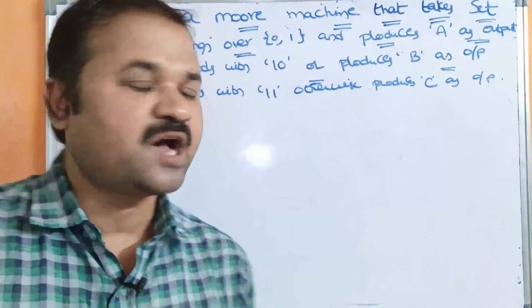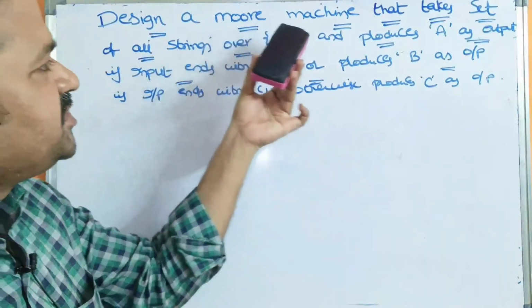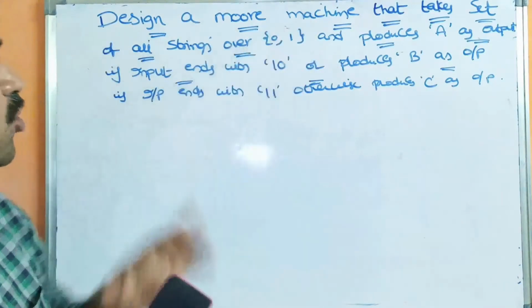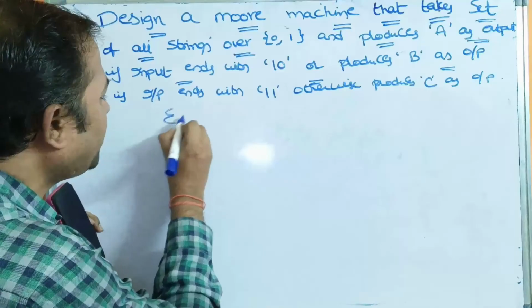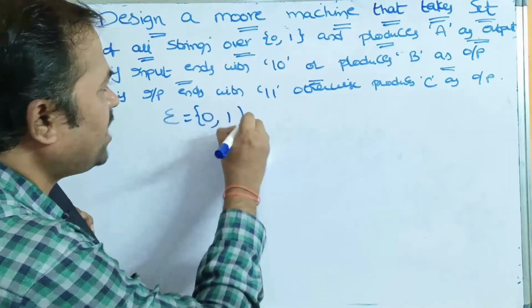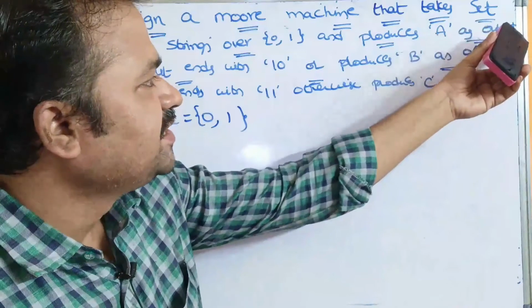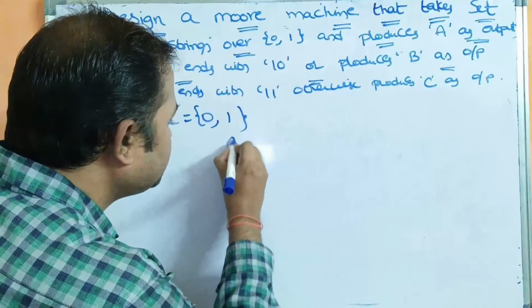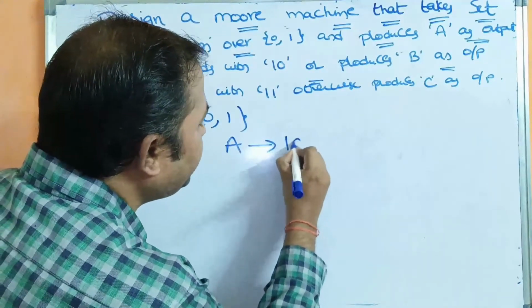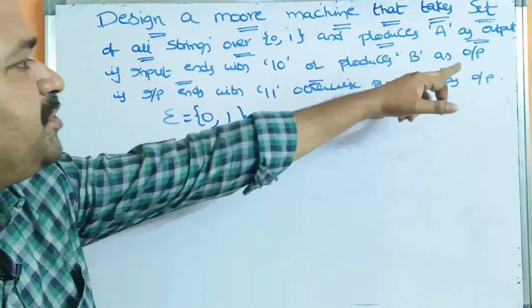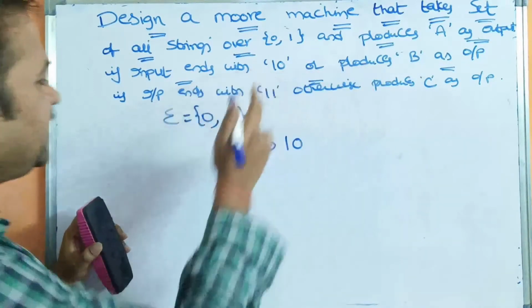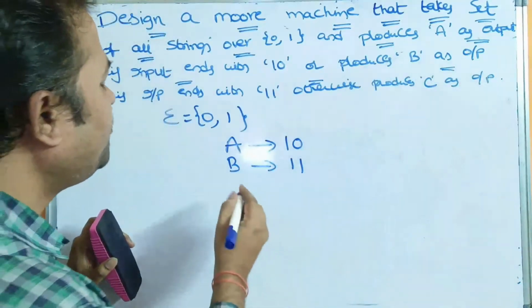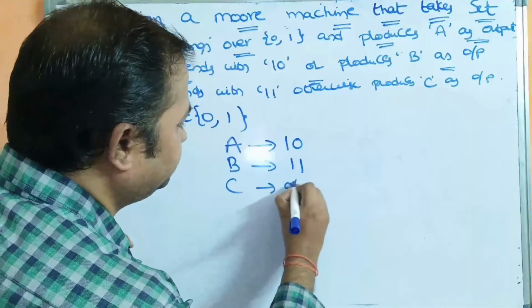Now let us see this example. Design a Moore machine that takes the set of all strings over 0, 1, so that means the input alphabet sigma is equal to 0, 1, and produces A as the output if the input ends with 1 0, or produces B as output if the input ends with 1 1, otherwise the output is C.